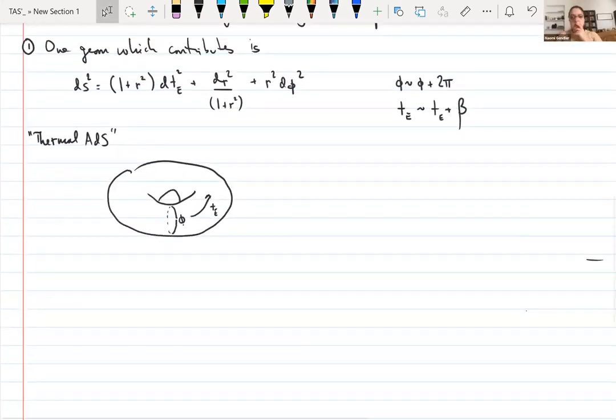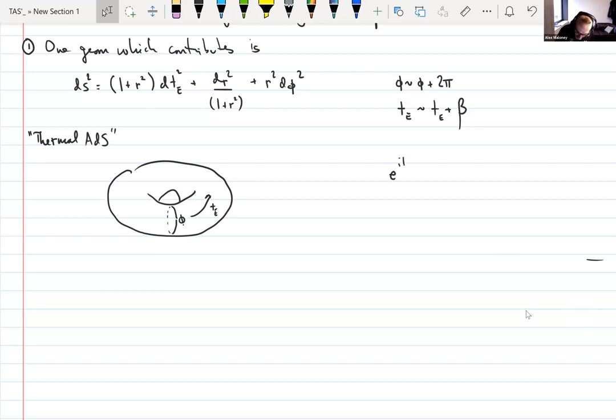Sorry, can you explain one more time why you periodically identified the Euclidean time? Because I feel like that was an important step. So I'm just doing the same thing that we always do when we study thermal physics. In thermal physics, if you want to compute the thermal partition function of any system, what do you do? You go to Euclidean signature and you periodically identify in Euclidean time. Why is that the right thing to do?